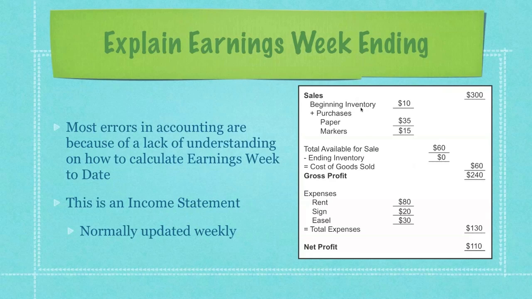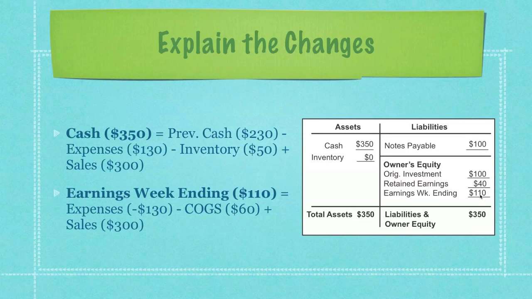Then I take my beginning inventory, because remember on my first day I had $50 of inventory to sell and I only sold 40 caricatures, so that's what this is. Then I went out and bought additional $50 worth of paper and markers, put that there. Then I add all these up and put the total amount of inventory that's available to sell, and then the amount of inventory left over after my first day at the mall, which was 0. That gets me my total costs of goods sold, which is $60. I subtract that from the sales amount. I then subtract out my rent, my sign, my easel, my total expenses, and that's where I came up with the number 110. If you look over here, that's what you got, earnings week ending.